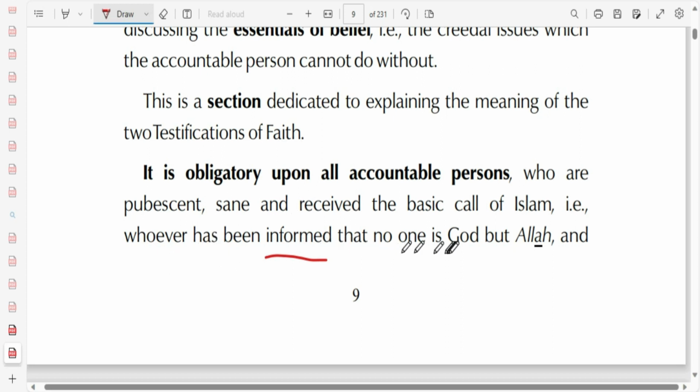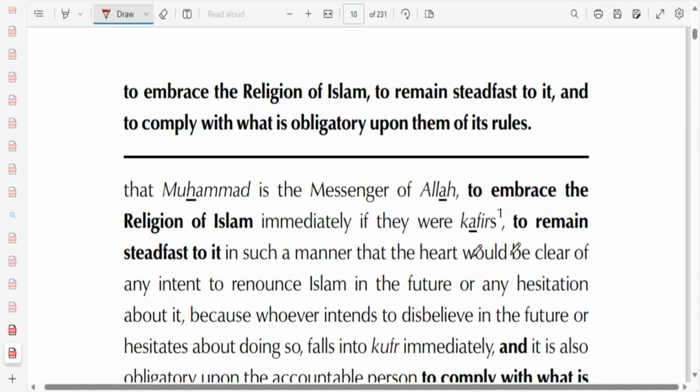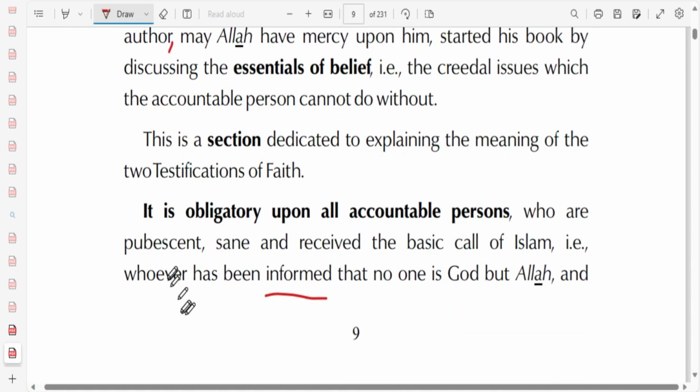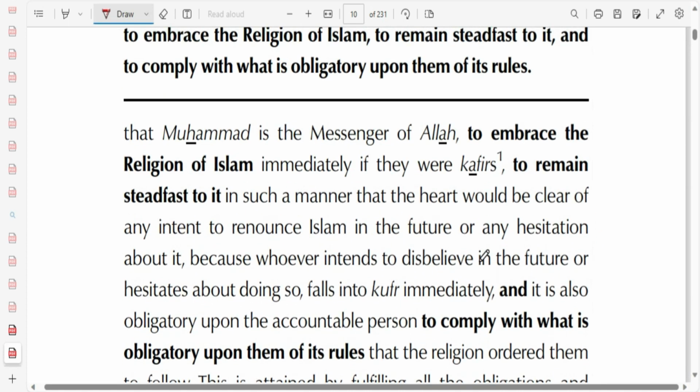Whoever has been informed that no one is God but Allah, and that Muhammad is the messenger of Allah. So those are the accountable ones, those who are pubescent, sane, and they received the basic call of Islam. What is obligatory on them? To embrace the religion of Islam immediately if they were kafirs, yani disbelievers, non-believers, blasphemers, unbelievers.